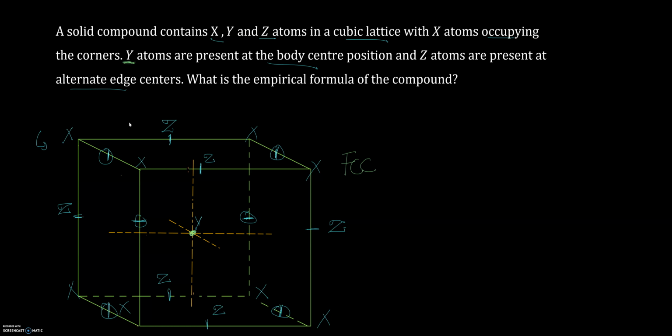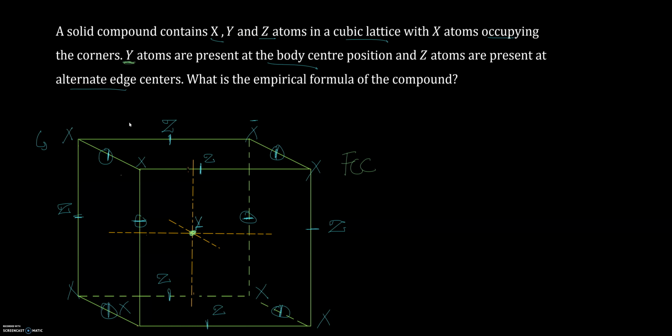Let's just check. A solid compound contains X, Y, and Z atoms in a cubic lattice. X atoms occupying the corners. I've done that. All 8 corners by X. Then Y atoms are present in the body center. This also is done. And Z are present at alternate edge centers. So it's important to read the question statement carefully, which is why I went through a lot of detail on just figuring this out. After this, you just need to know a little bit of theory on how much of these atoms, of these specific points on the lattice, what is their contribution to the whole?